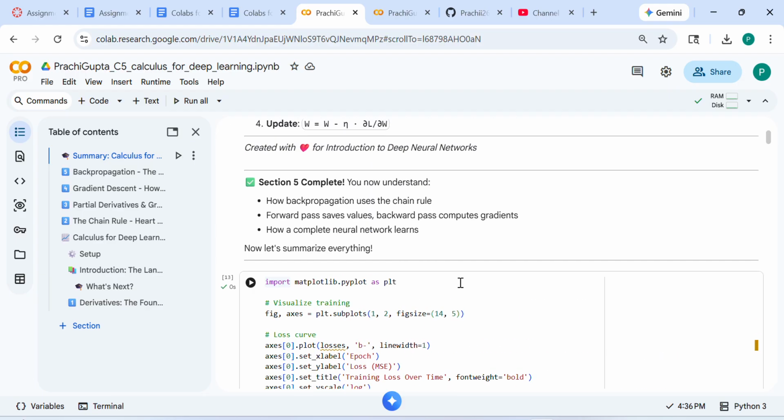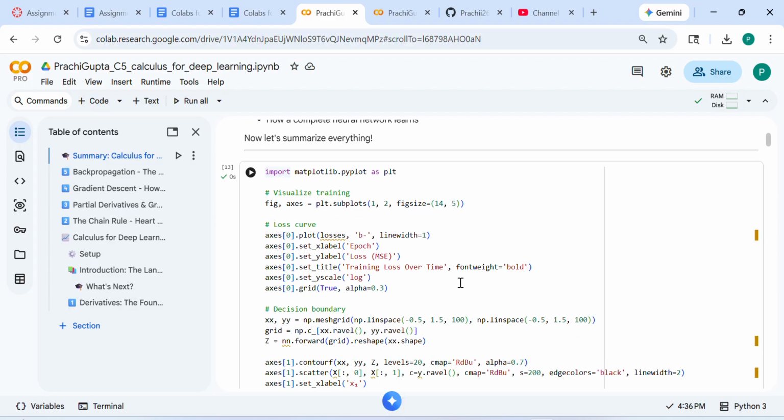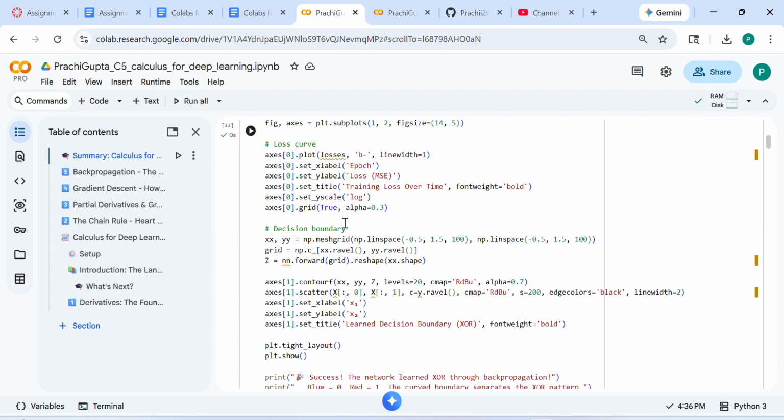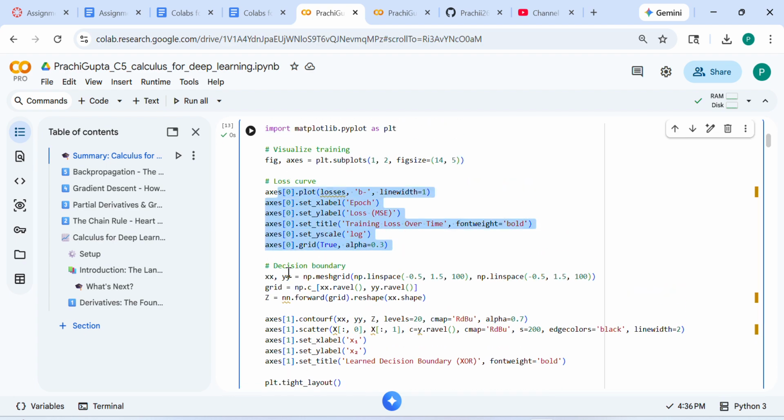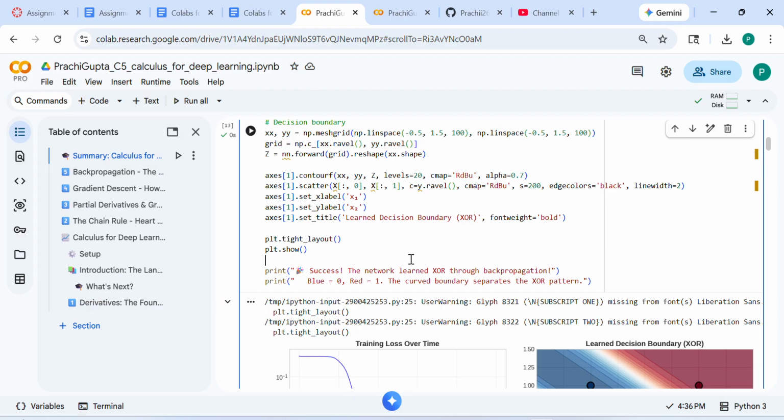So now we will visualize the training. Whatever training we have done, we will try to visualize it using the results from the training, that is the losses and the trained neural network. We will first plot loss versus epochs, which shows that the training actually converged. Then the second plot is the decision boundary, and the third, let me just show you first. So this is our loss curve. Then we will print the decision boundary. We will plot them. Let me just run it.